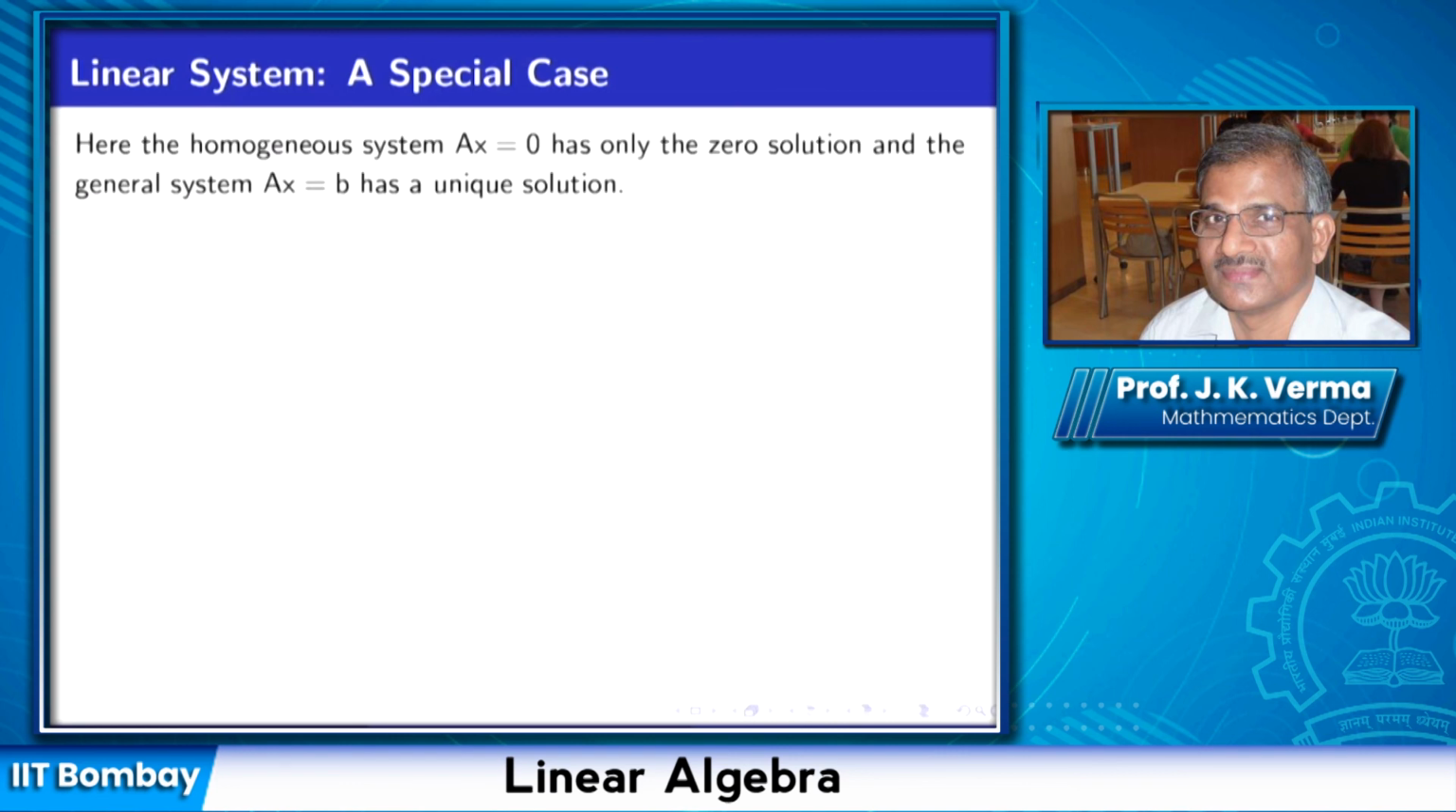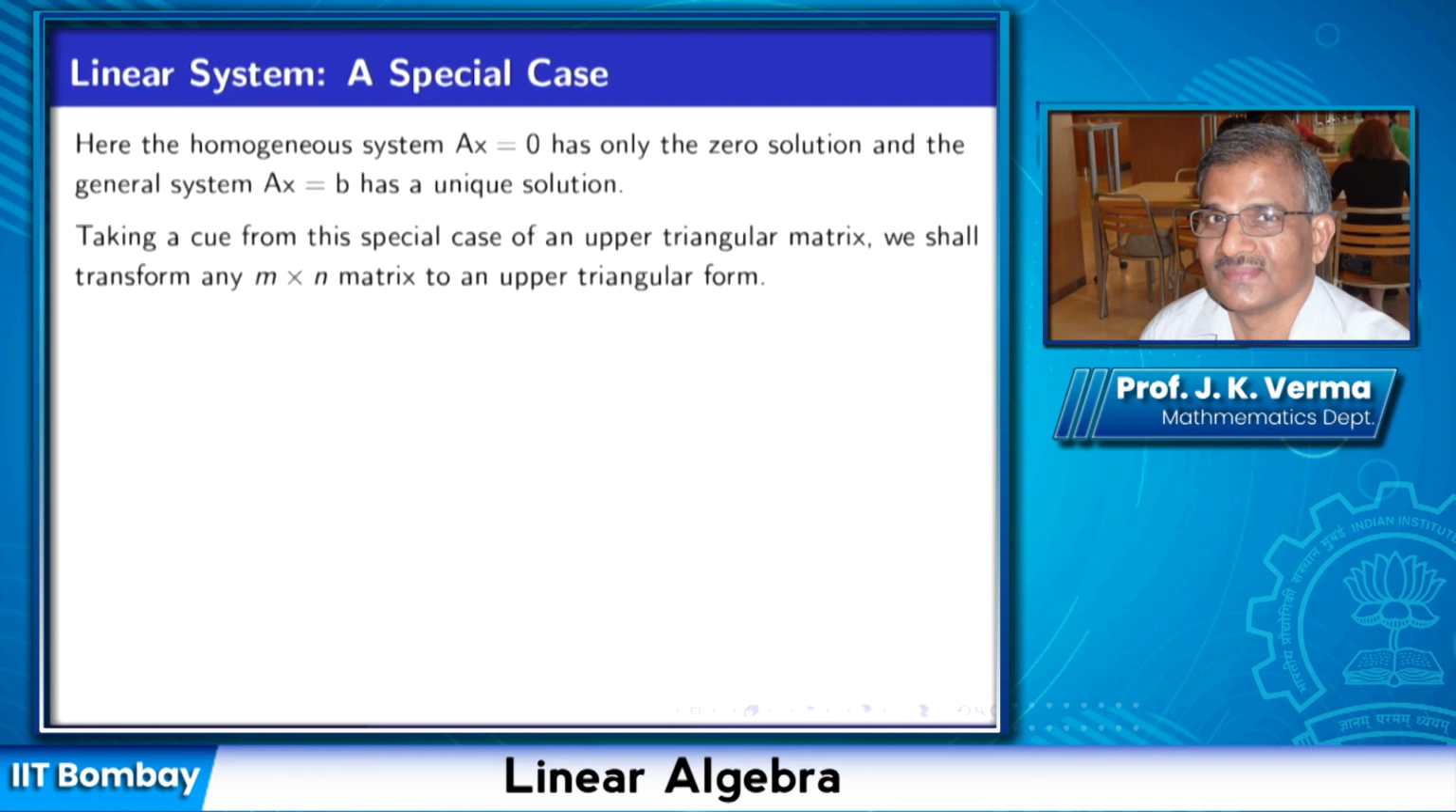Now we take our cue from this special case of an upper triangular matrix, and we will transform any m by n matrix into an upper triangular form and use this method of back substitution to arrive at a solution of a general system of equations.